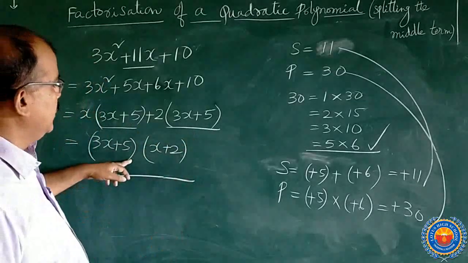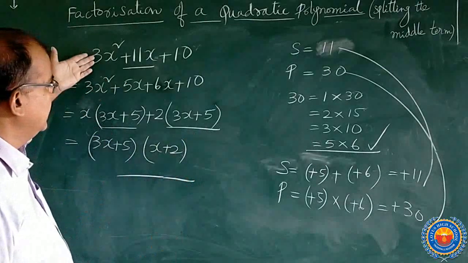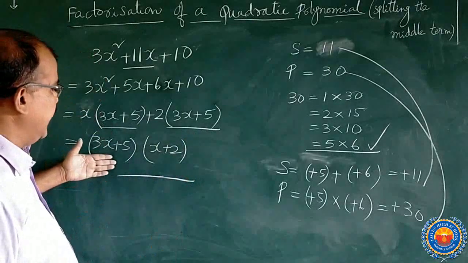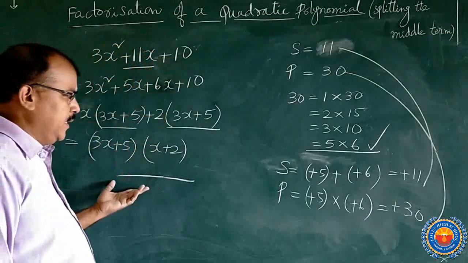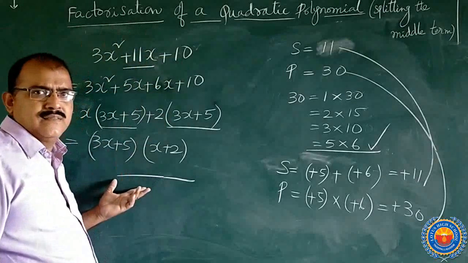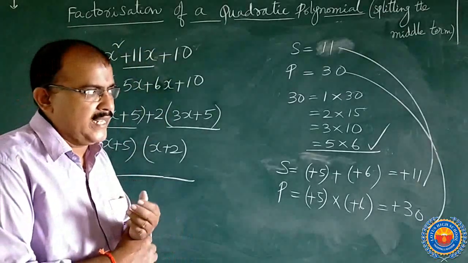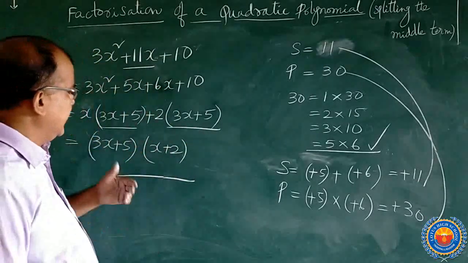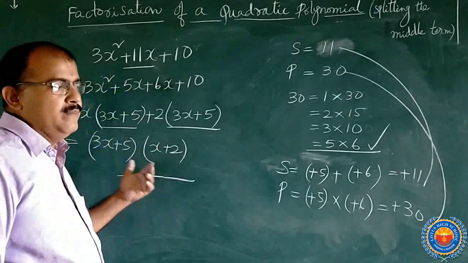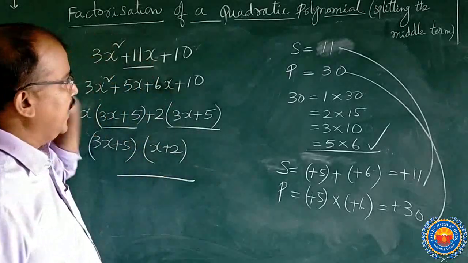If you want, you verify. If you multiply, you will get this product. If you multiply 3x plus 5 into x plus 2, you will get 3x square plus 11x plus 10, using normal multiplication. Otherwise, by using the identity x square plus (a plus b) of x plus ab, you will get the same one. So this is the factorization.